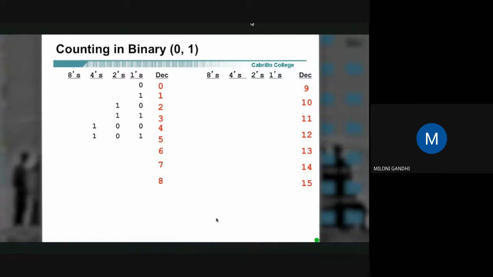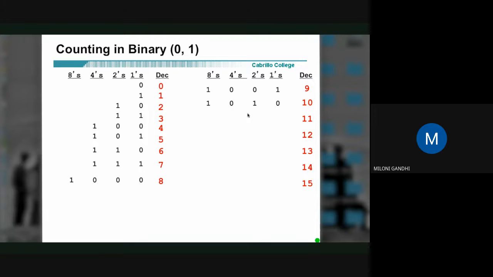Five would just be 101. 6 would be 110: 1 in the 4s, 1 in the 2s, 0 in the 1s. 7, 8 would be 1 in the 8s and 0 in the 4s, 2s, and 1s. 9, 10. 10 would be 1 in the 8s plus 1 in the 2s. 8 plus 2 is 10.